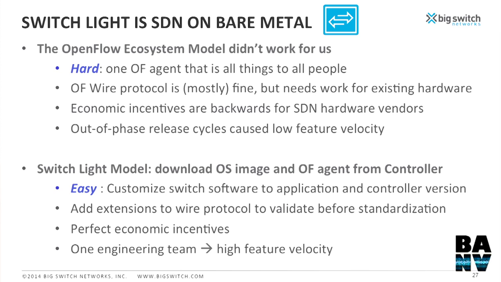And let me revisit the point of economic incentives. In the top model, you're asking somebody to do something that is potentially intractably hard to solve. So we'll call that difficult from an engineering perspective, to be generous. That only comes out of their bottom line. You're asking them to commoditize themselves. Whereas in this model, the controller company, the people who are actually going to make money by selling more of these things, are the ones who are incentivized to provide a good quality OpenFlow solution because we're the ones who benefit from it. And it's one engineering team, so we get the higher feature velocity.